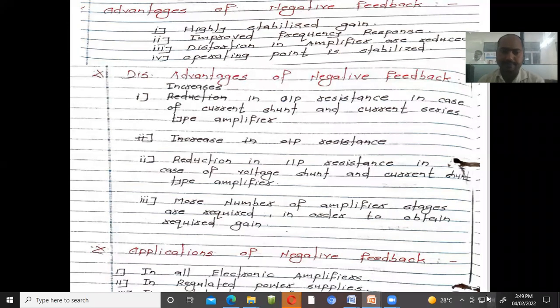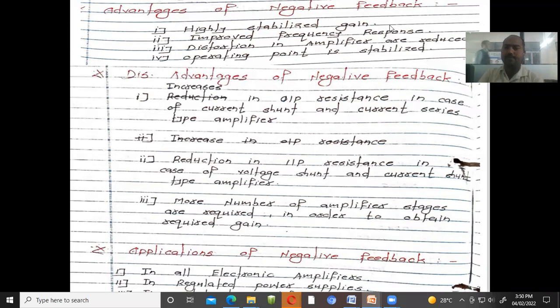So see, first point, highly stabilized gain. We know that when we use negative feedback, the gain is reduced, but reduced gain indicates that it must be stabilized. Okay, stabilized indicates that it doesn't change with respect to your operating frequency, right?